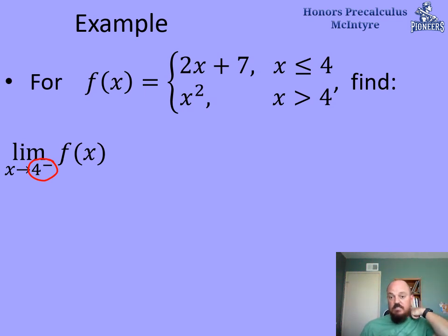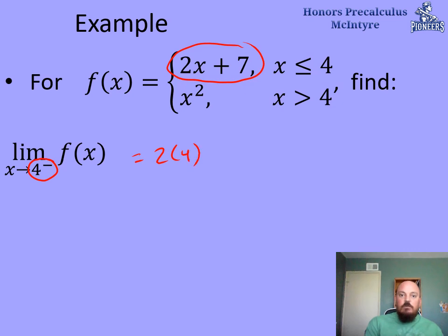If x is less than 4, which it is, it's only a tiny bit, but it is less than 4, I'm using the top equation. So I'm going to do direct substitution. I'm just going to plug 4 into that equation. I'm going to have 2 times 4 plus 7. That would be 8 plus 7 is 15. And that's the answer to the question. Direct substitution worked. I plugged in 4 and it worked.